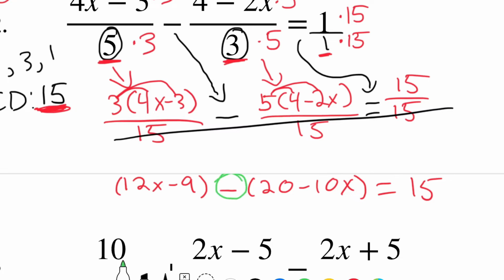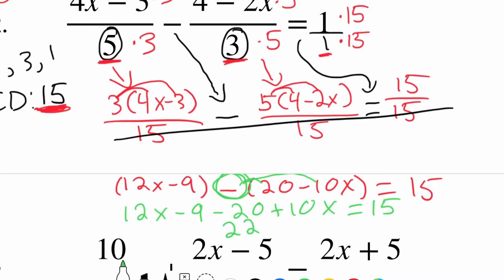Remembering that because we have a negative in between these two expressions, we do have to distribute this negative inside of the parentheses. So we have 12x minus 9 minus 20 plus 10x equals 15. So simplified, we get 22x minus 29 equals 15.